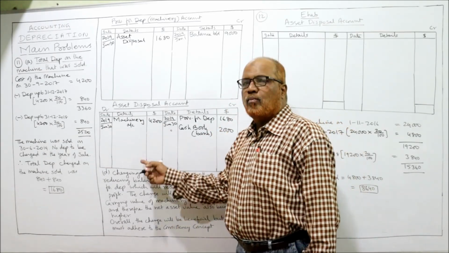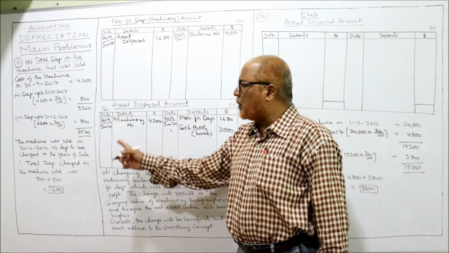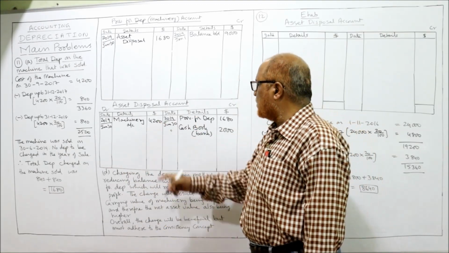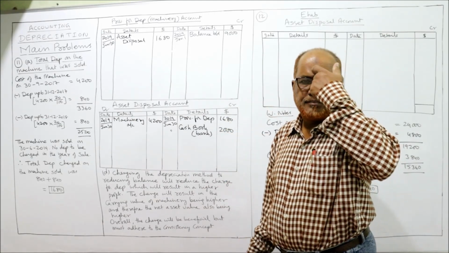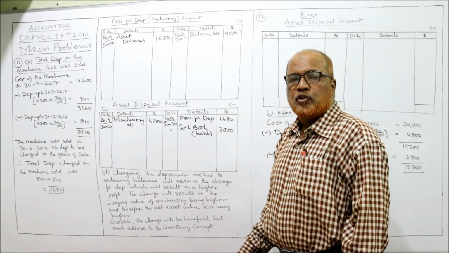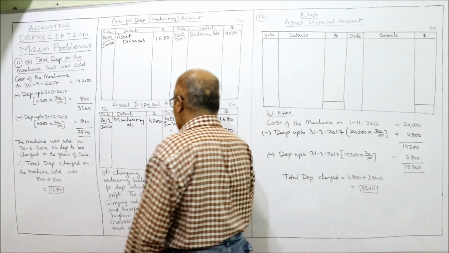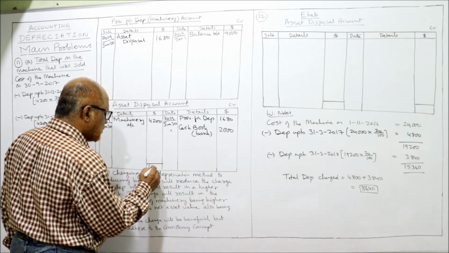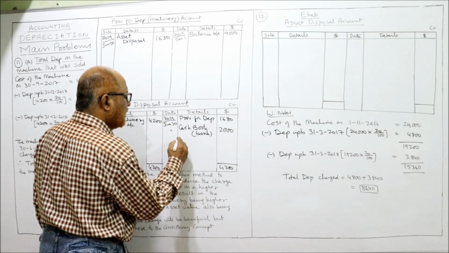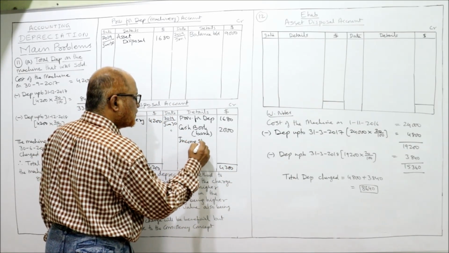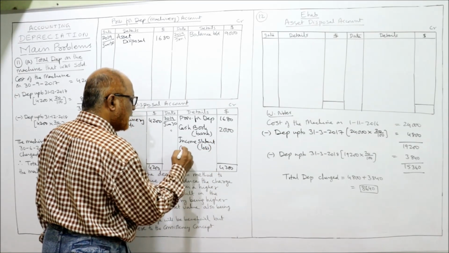If the debit side is more, there is a loss. If the credit side is more, there is a profit. See, debit side 4,200, credit side 3,680. So the balance is a loss because the debit side is more. So here I am taking 4,200. Here also I am taking 4,200. Now here, income statement, loss, balancing figure.